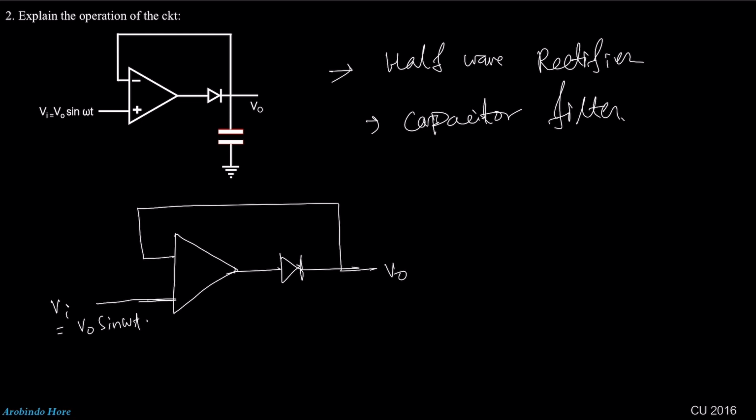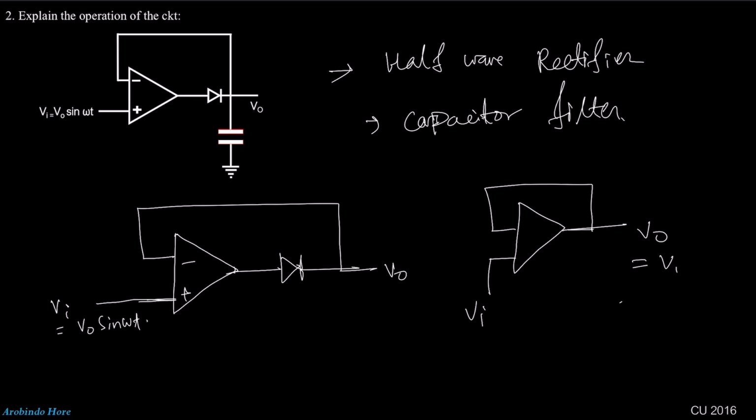This is V0. First you need to understand two things. If there is no diode here, this is just a voltage follower circuit with unity gain, right? That means this is the Vi, so we can write V0 is equal to Vi, or V0 sine omega t. When the diode is on, this particular circuit will work like this. And if the diode is off, how will the circuit look?